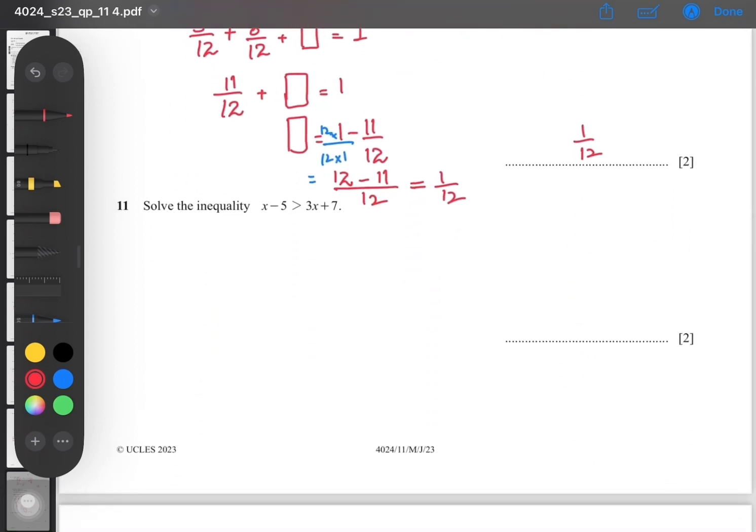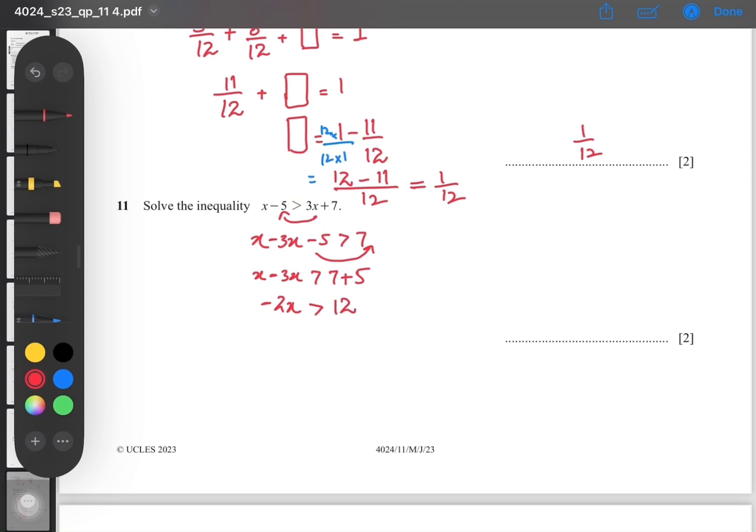Question number 11. Solve the inequality x minus 5 greater than 3x plus 7. So this is related to algebra, and we need to gather the like terms. So I'm going to shift 3x to the other side. So it will be x minus 3x minus 5 greater than 7. And again, I need to shift minus 5 to the other side. So it will be x minus 3x greater than 7 plus 5. So when you solve it, x minus 3x will be minus 2x. And 7 plus 5 will be 12.